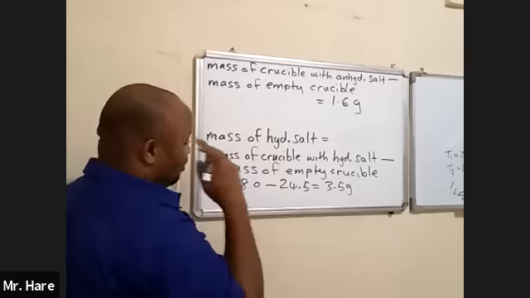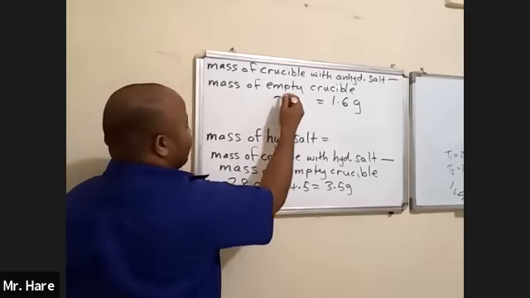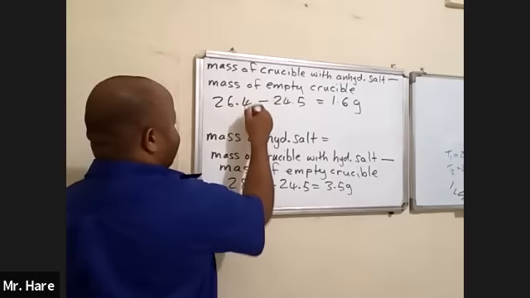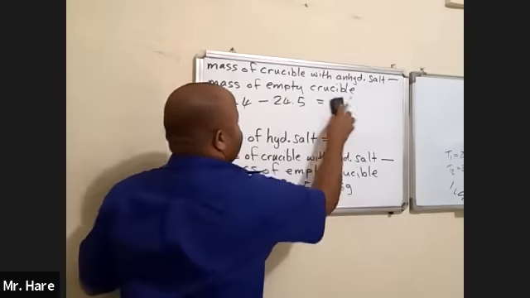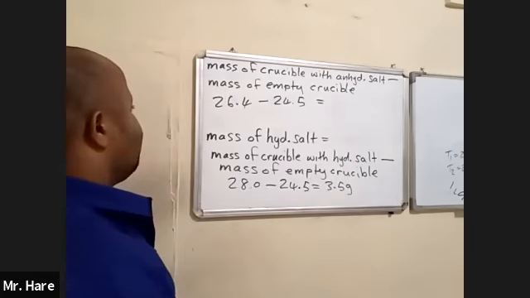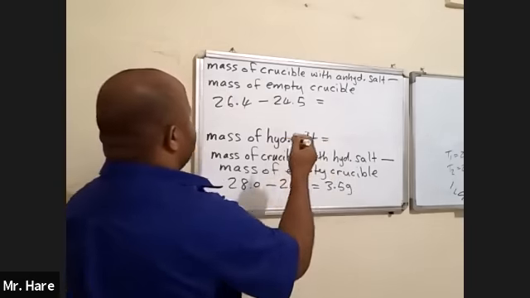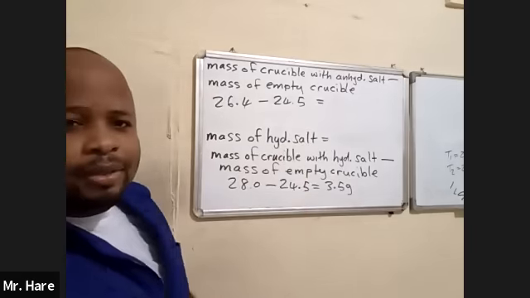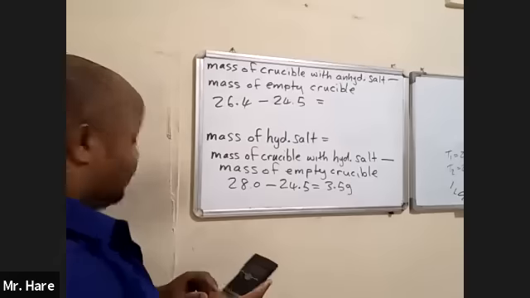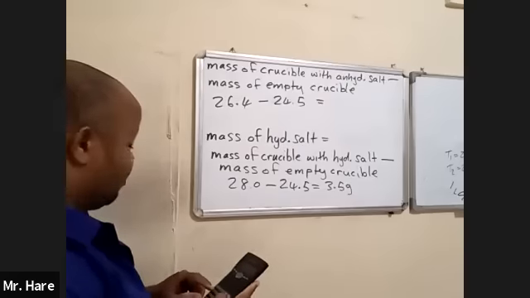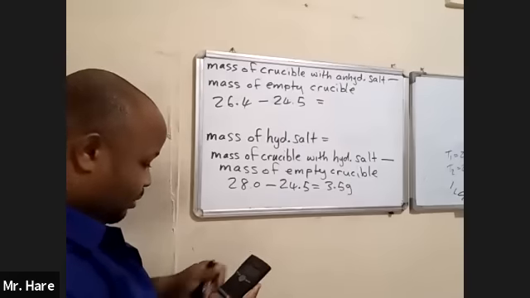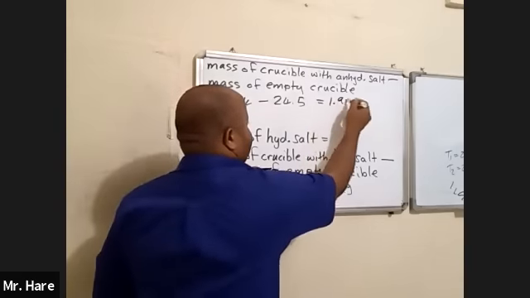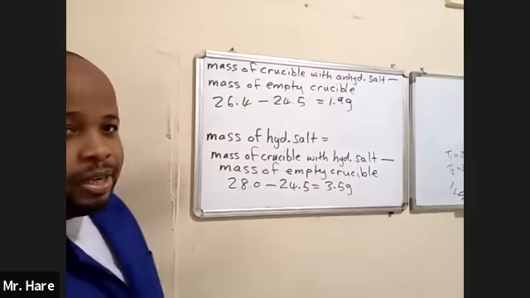So the empty crucible was 24.5. So that should be 0.9. Not 0.9. Let's do that. 1.9. So the mass of the anhydrous salt is 1.9.